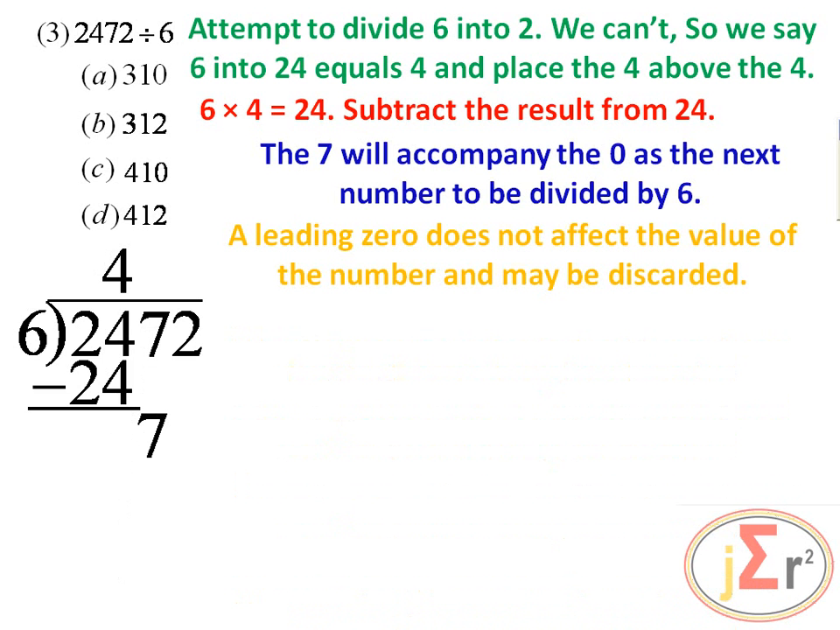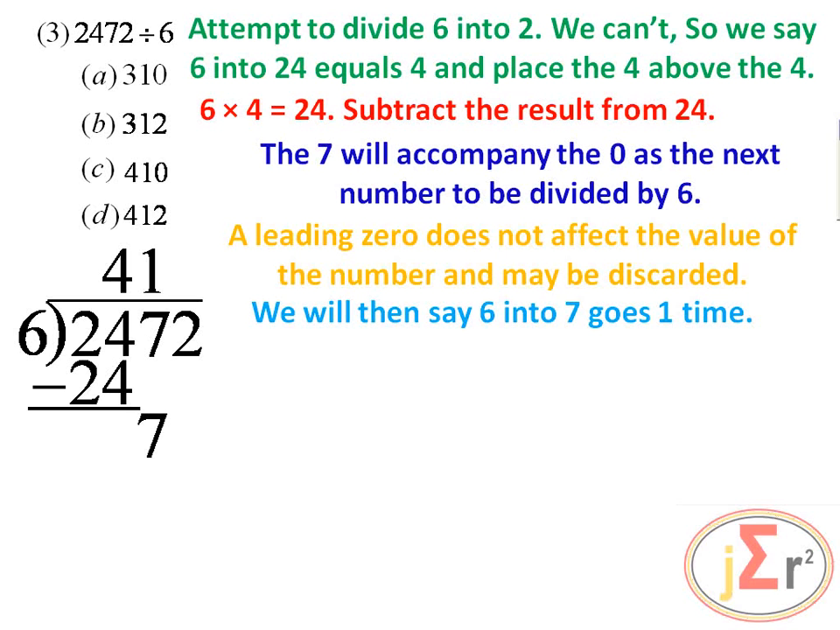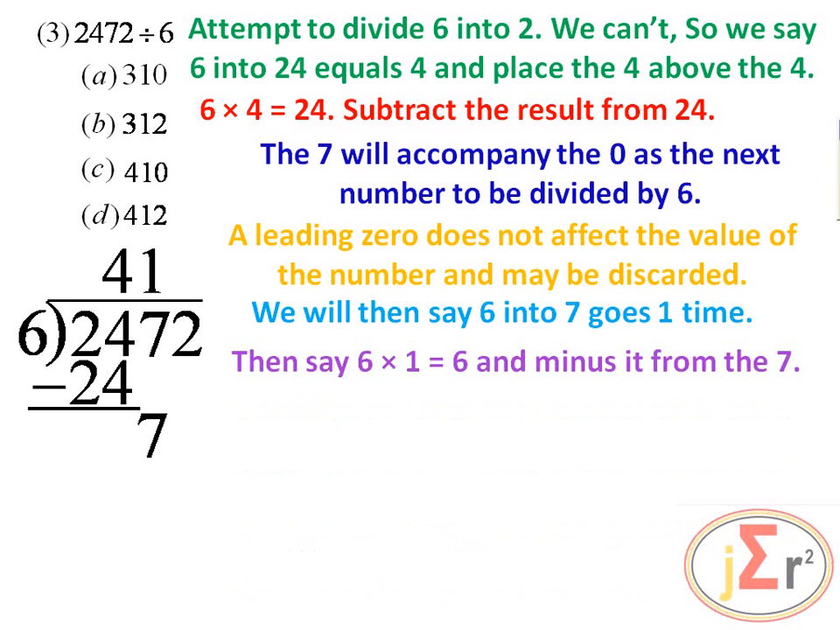Then what do we say? We will then say 6 into 7 goes 1 time. And then what do we say after that? 6 ones are 6. And we will subtract that 6 from the 7. 7 minus 6, what will that give? 1. 7 minus 6 equals 1.